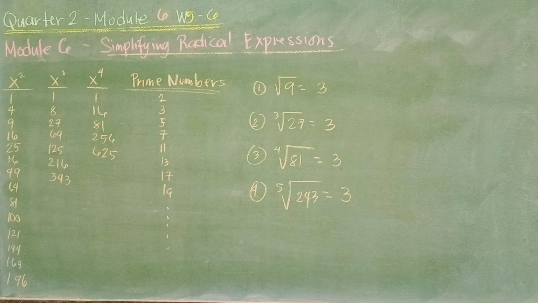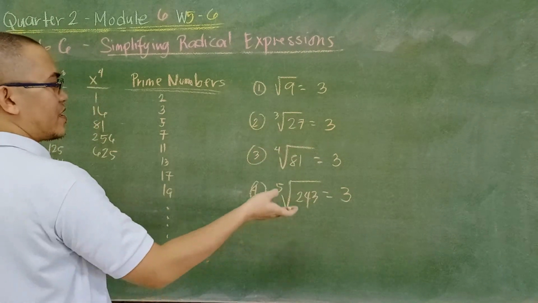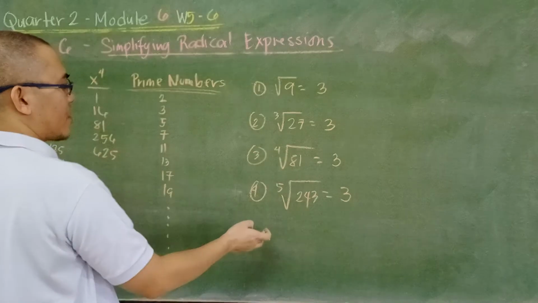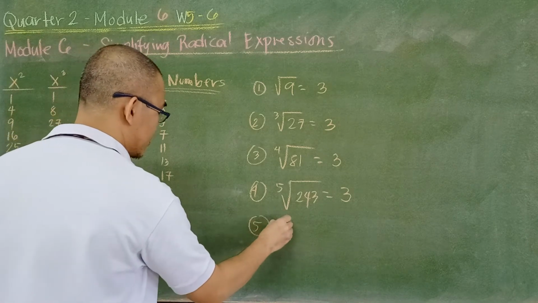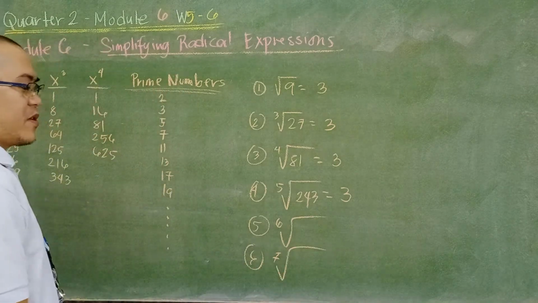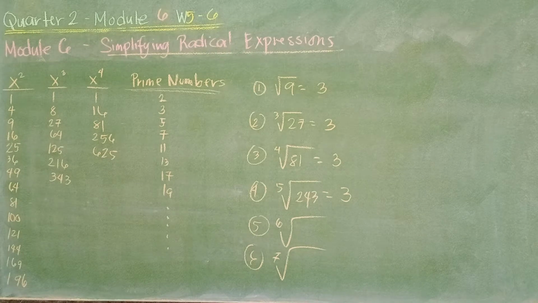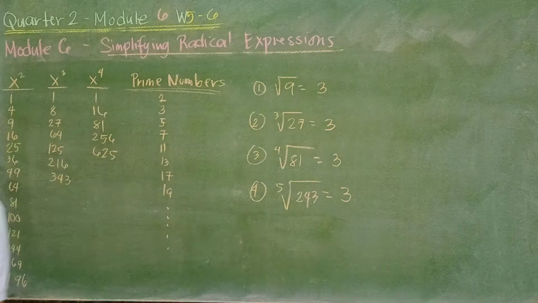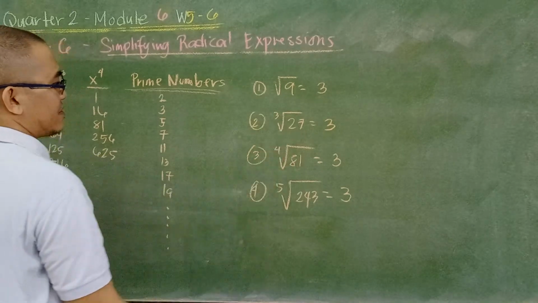So, for square root, 2 beses ka dapat nag-multiply para makuha yung radical. For cube root, 3 beses ka nag-multiply para makuha mo yung radical na 27. For fourth root, nag-multiply ka ng 4 na beses para makuha yung 81. For fifth root, nag-multiply ka ng 5 beses para makuha yung 243. And kapag sixth root, nag-multiply ka ng 6 na beses. For seventh root, nag-multiply ka ng 7 beses para makuha yung radical. So, titignan mo din yung mga indices para malaman mo kung ilang beses ka nag-multiply.